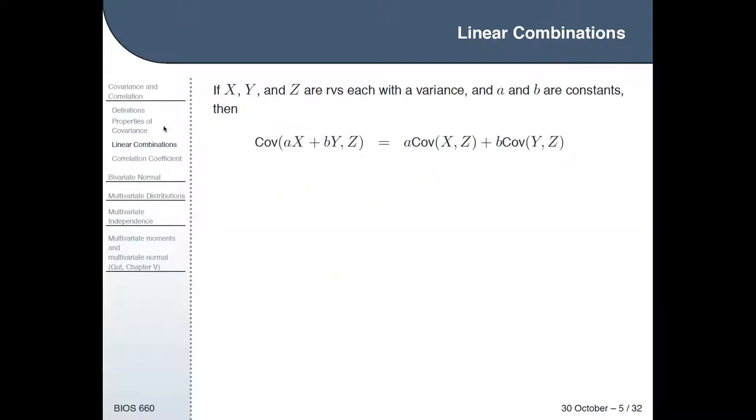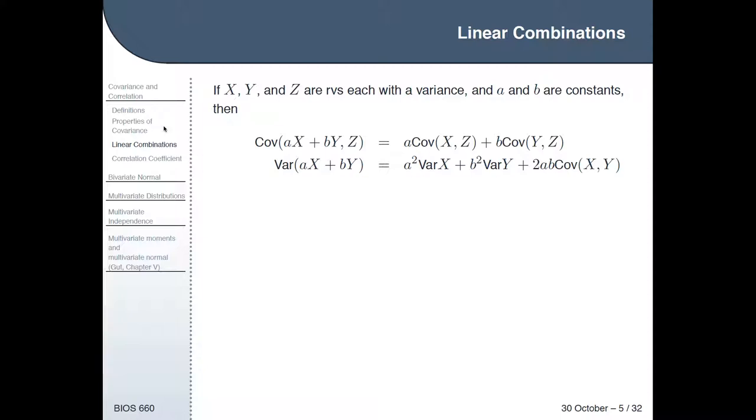And you can also show that if x and y are random variables with variance, that is, at least their first two moments exist, which would not include the Cauchy, for example, the covariance of ax plus by, z is just going to be a times the covariance of x, z, plus b times the covariance of y, z. And the variance of ax plus by turns out to be a squared times variance of x plus b squared times variance of y plus 2ab times the covariance of xy.